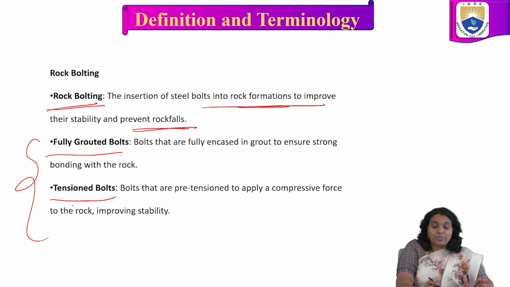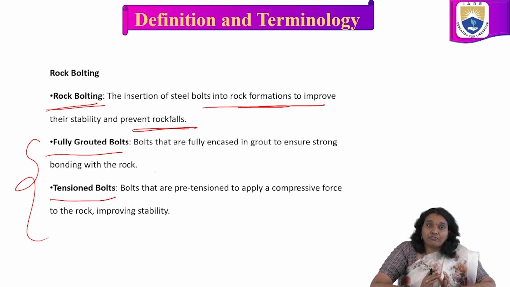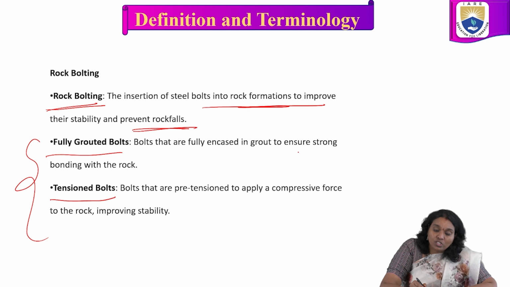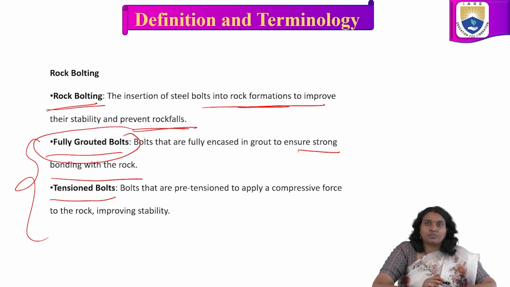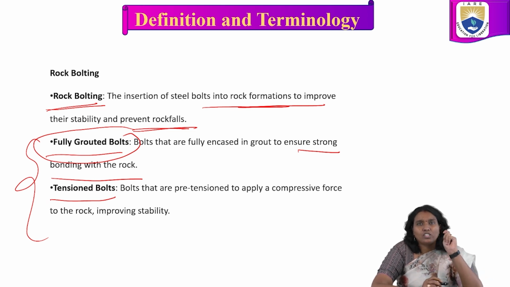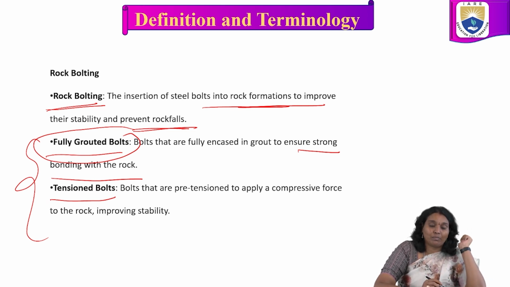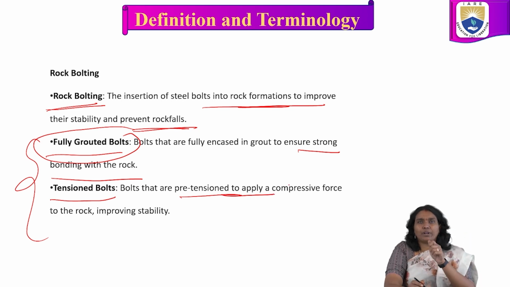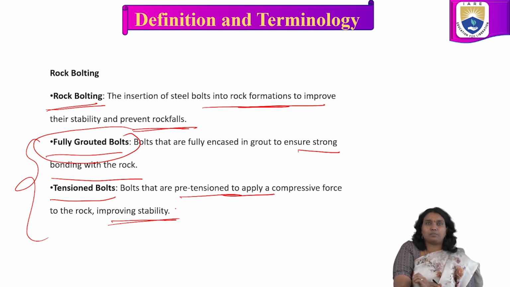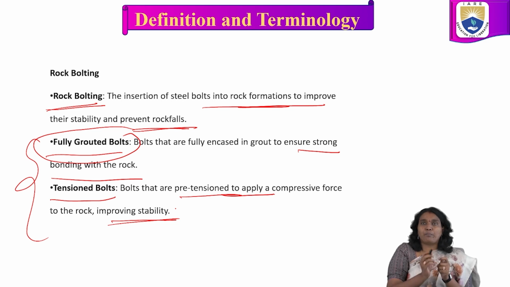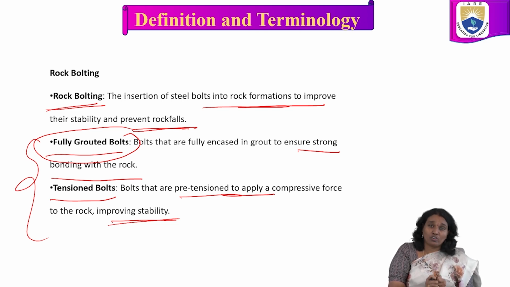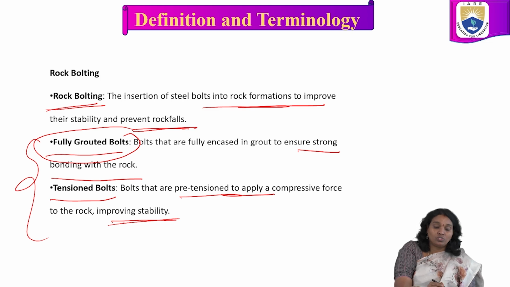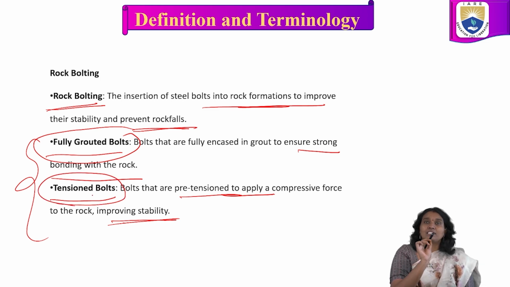Bolts that are fully encased in grout to ensure strong bonding with the rock are fully grouted bolts. Whenever they ensure the bonding between the two, that is nothing but fully grouted bolts. Moving on to tensioned bolts: bolts that are pre-tensioned to apply a compressive force to the rock, improving stability, are the tensioned bolts.